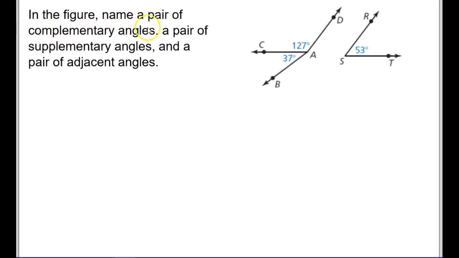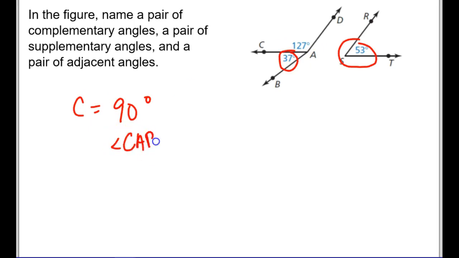So in this figure, name a pair of complementary angles, a pair of supplementary angles, and a pair of adjacent angles. Well, so complementary angles, I know, have to equal 90 degrees. So here I see that if I have this 53 degrees and 37 degrees, I have my complementary angles. So I need to write those the correct way. So I've got angle CAB and angle RST. Those are my complementary angles.